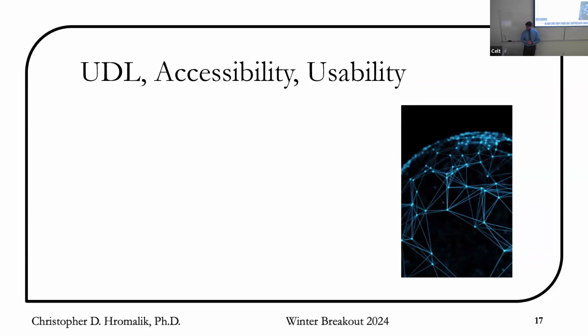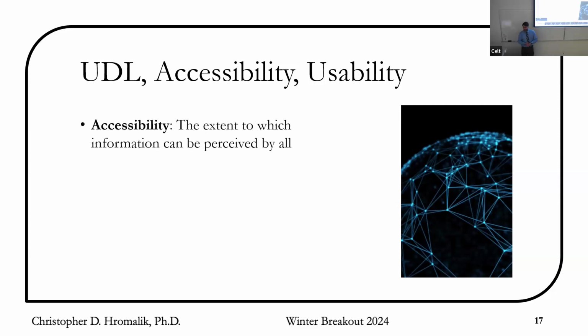We'll move to slide 17. It says with UDL: accessibility and usability. I'd like to go over these words and differentiate between them as we move into discussing universal design for learning in a bit more detail.